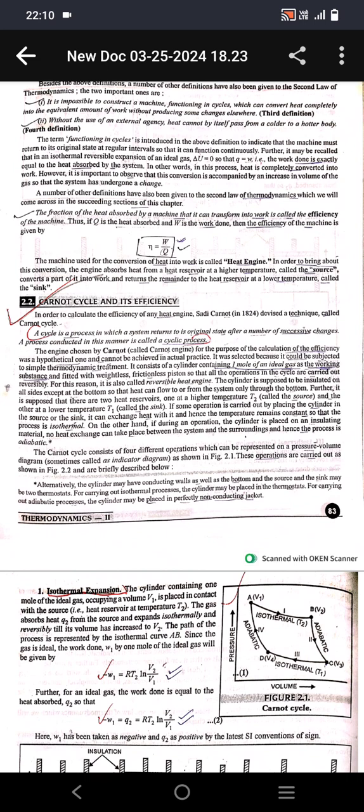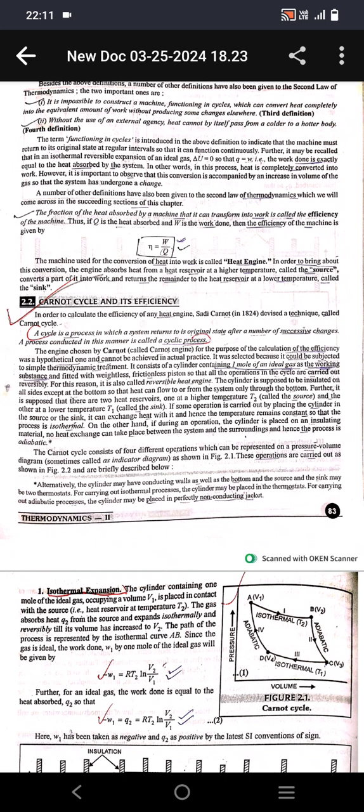The cylinder is supposed to be insulated on all sides except at the bottom so that heat can flow to or from the system only through the bottom. Further, it is supposed that there are two heat reservoirs, one at the higher temperature T2 and the other at the lower temperature T1.